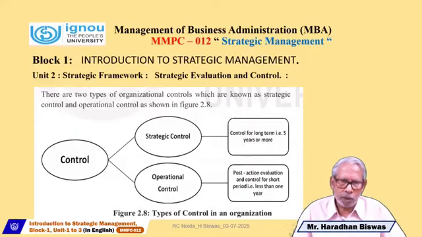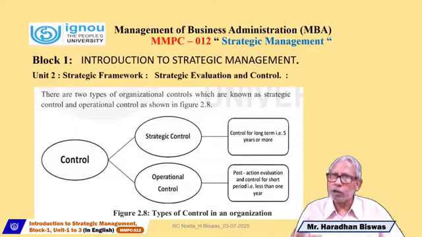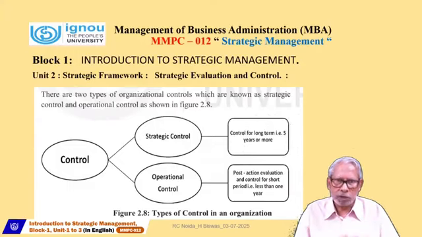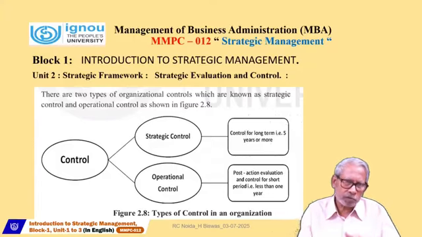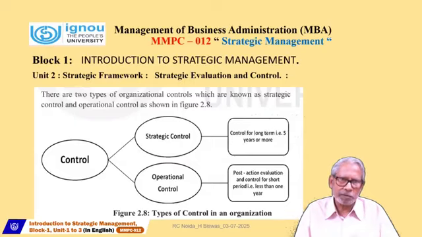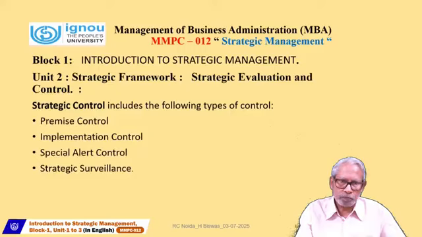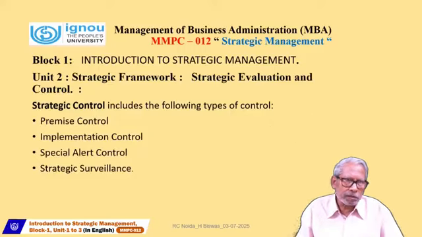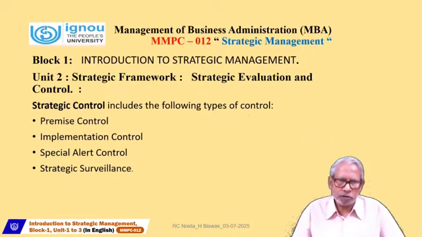Now you see the types of control. Strategic control is basically control over the long term, at least 5 years or more. Operational controls are basically your short-term part, where some modification or correction is required and you have to make it. A good diagram is given for operational control. Then some of the strategic controls involved are premise control, implementation control, special alert control, and strategic surveillance.